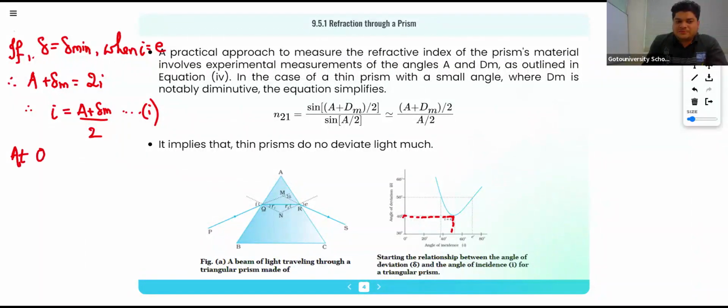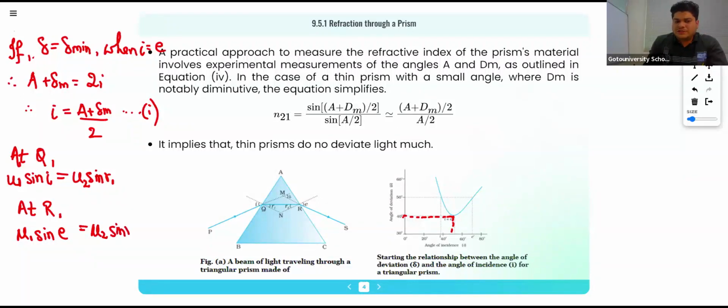At Q, this point, you have mu1 sin I is equal to mu2 sin R1. And at R, you have mu1 sin E is equal to mu2 sin R2. So therefore, you can write here mu1 as I is equal to E.